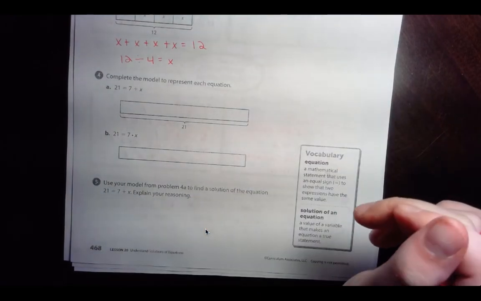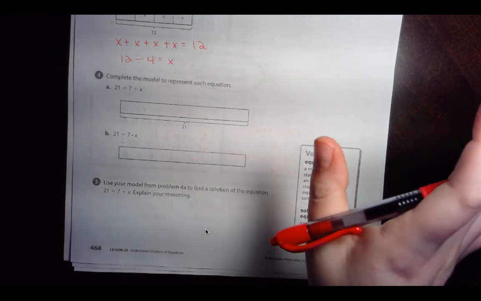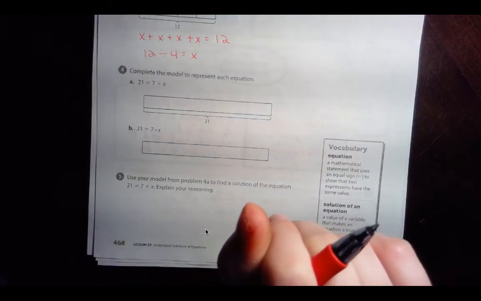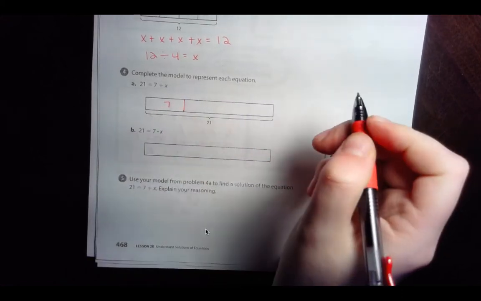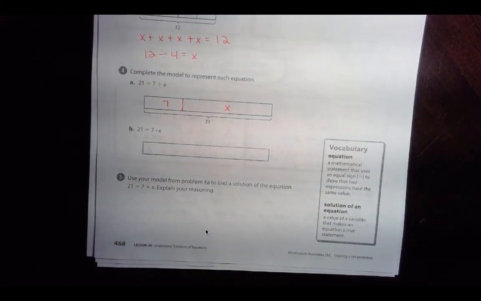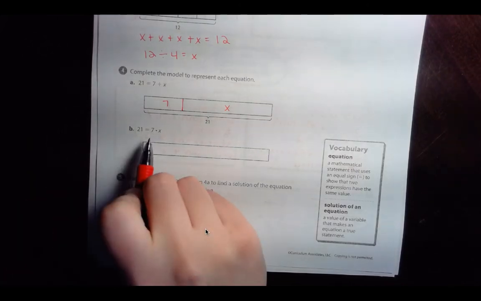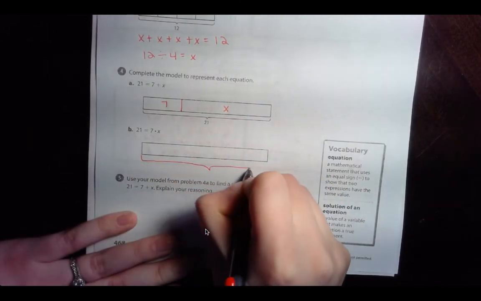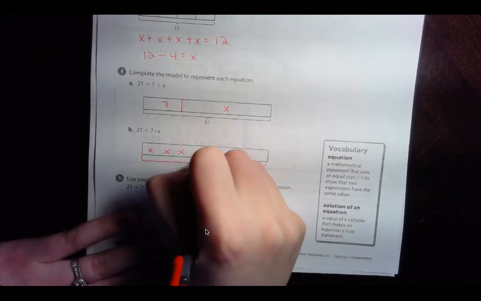All right, and then number 4, complete the model to represent each equation. So 21 equals 7 plus x. So go ahead and pause here and try it, and then come back and we'll do it together. All right, so we take 21, and then we get 7 in one section plus x. Remember, we don't know what x is. Right, and then B, 21 equals 7 times x. So there should be 7 x's. So I need 7 sections if my total is 21.